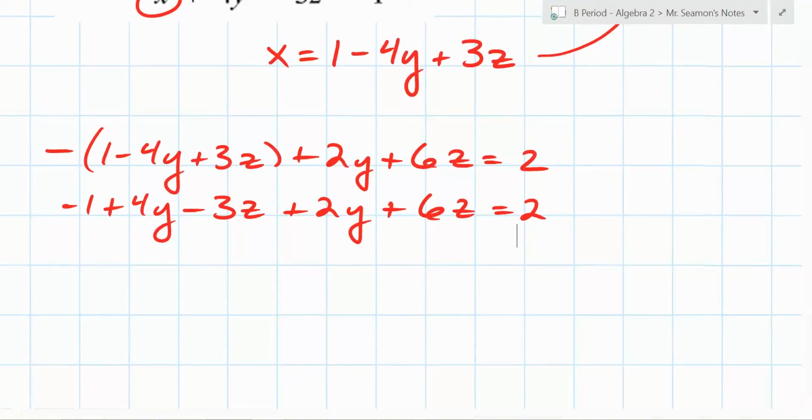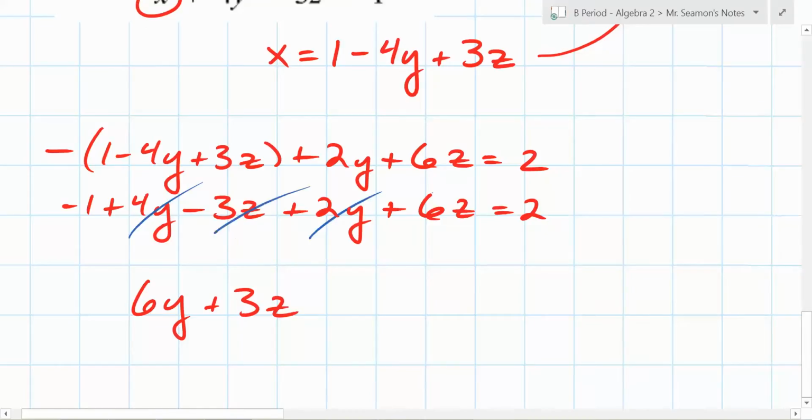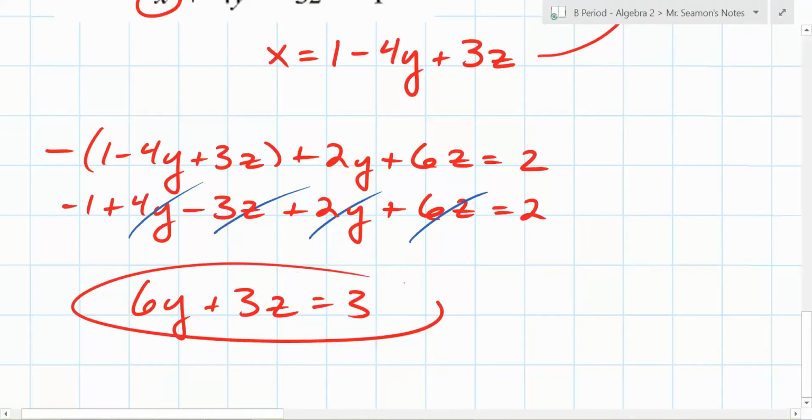So then how many y's do I have on the left side? 6y. How many z's do I have? 3z. So that got rid of, what did that get rid of there? That got rid of this, 4, 5, 6, and then 3 of them. And then what do I add to both sides? 1. So it equals what? 3. So that's our first equation that we have. Yay, that's one of them.